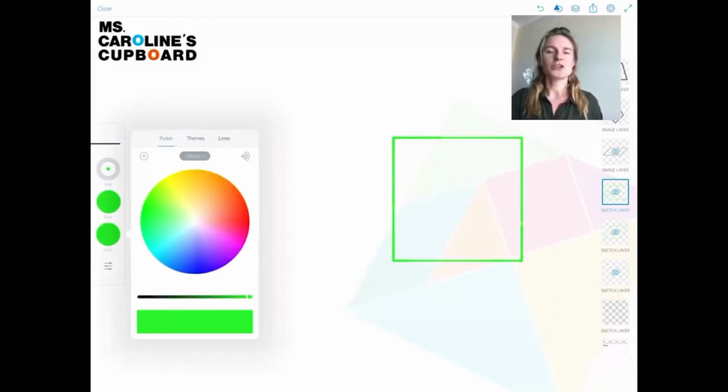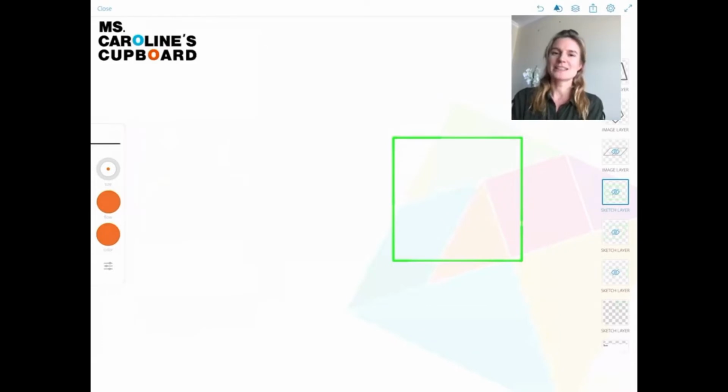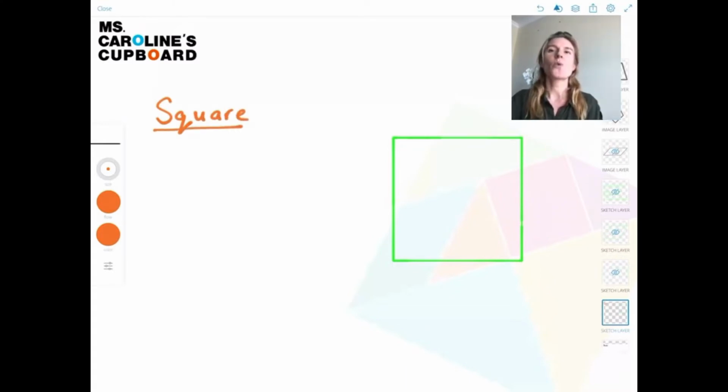So let's look at this one. You should know what this one is. What's the name of this? And you should know how to spell it too. Practice writing it down. A square. Look at the spelling. Square. Practice writing that word down.